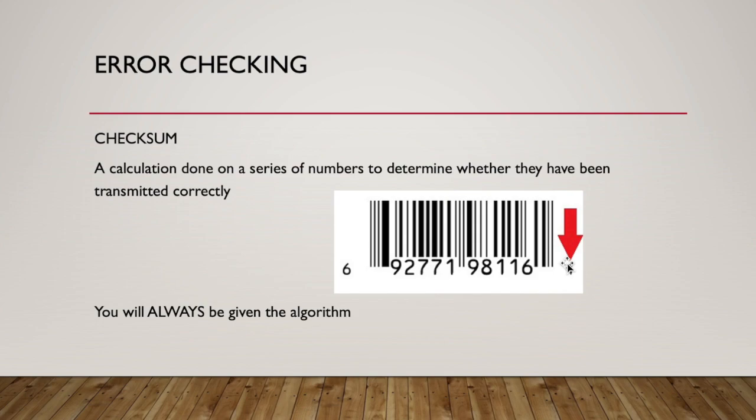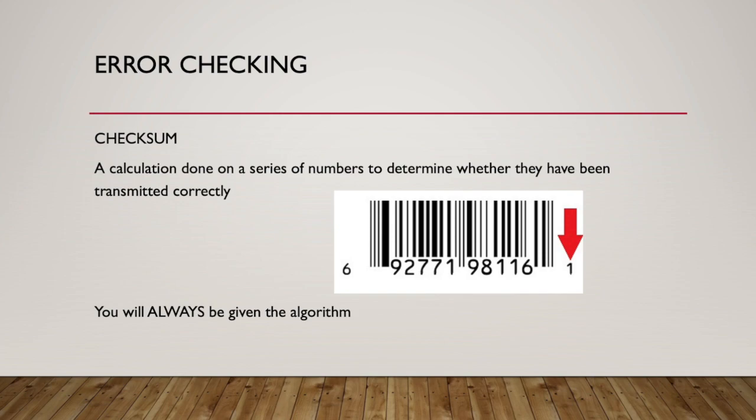So, for example, when you scan this at the supermarket, the calculation might be, we double this one, and we double this one, and we double this one, and we double this one, and we add them all together and divide by, I don't know, 10, and the answer for the digit on the left should be a 1. If it isn't, it's failed. I'm just giving you an example of an algorithm there. As I said, you don't need to know the algorithm. If you find one of these questions in the exam, just read it very, very carefully.